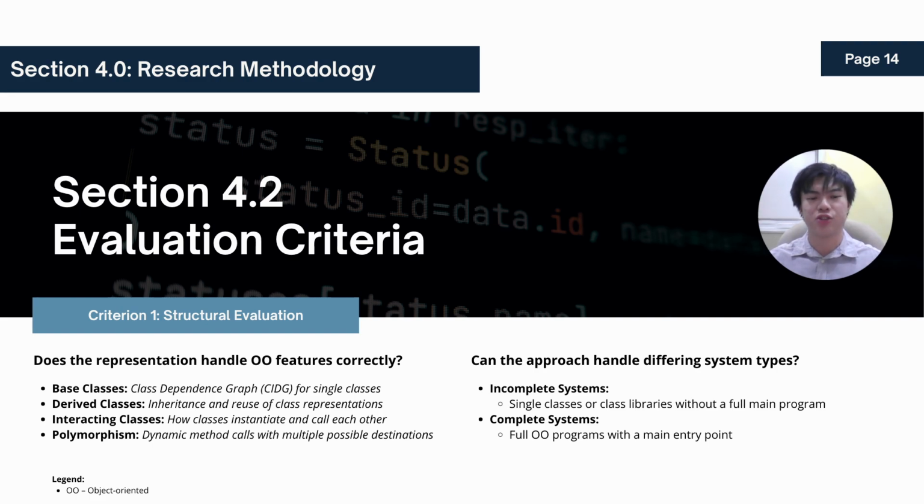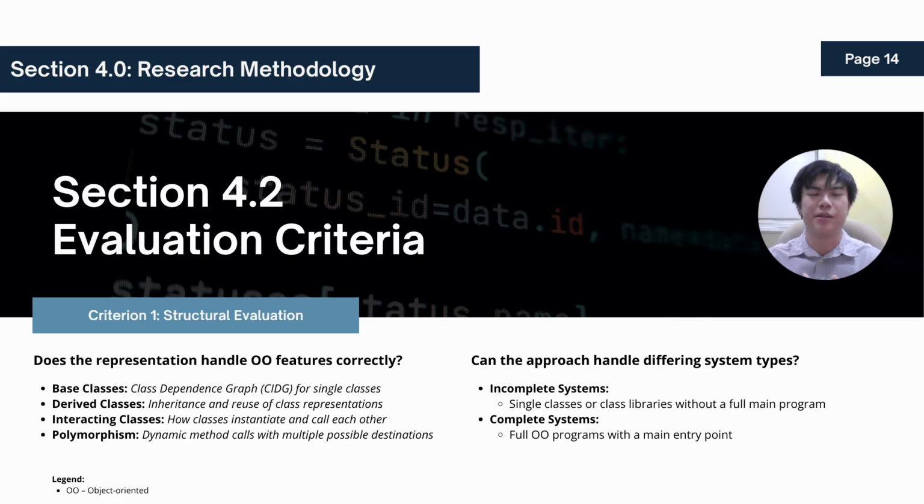The first criteria is structural evaluation. In this evaluation, we evaluate if the representation done in the research is able to properly handle object-oriented features correctly. These features include the base classes within a program, the derived classes within the program, which is inheritance and reuse of class representations, interacting classes, which is basically how classes instantiate each other and also call each other, as well as polymorphism, which is dynamic method calls with multiple possible destinations.